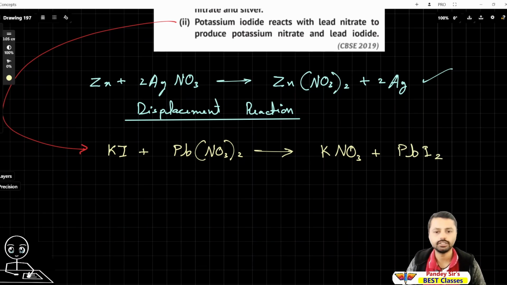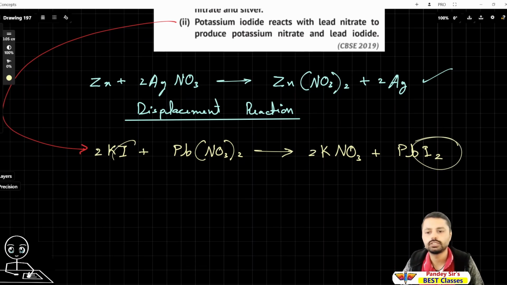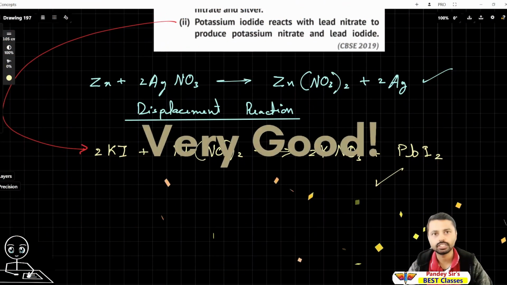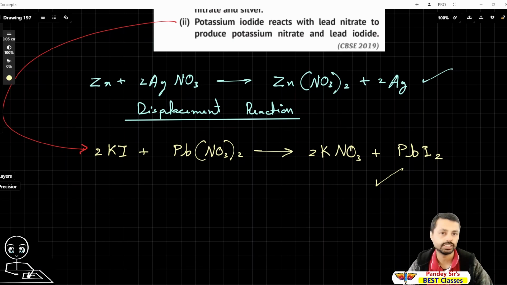Now let's balance it. So start with the largest, that's this one, and nitrate is twice, so multiply with 2, and then potassium is twice, so multiply with 2. I is twice, so balanced. That's it. Easy peasy. Still, if you have doubt, you can ask me in the comments. You can tell what video topic you want next.